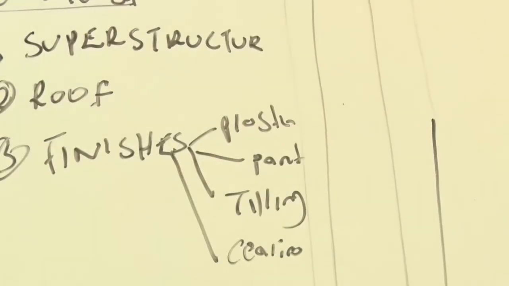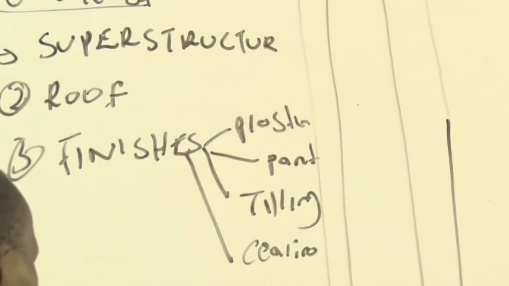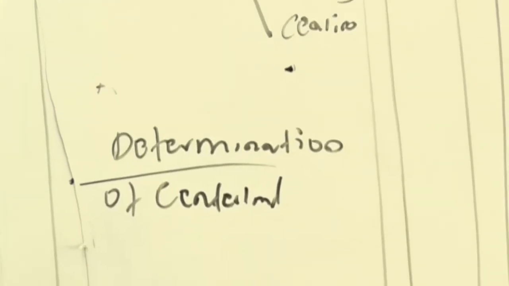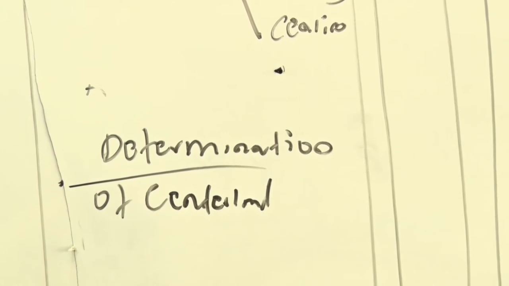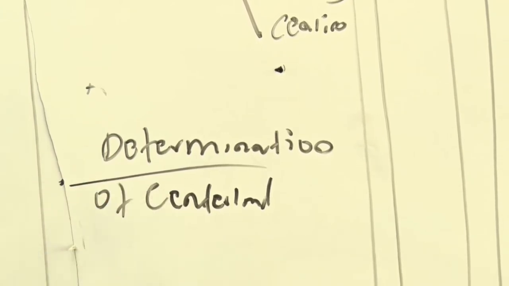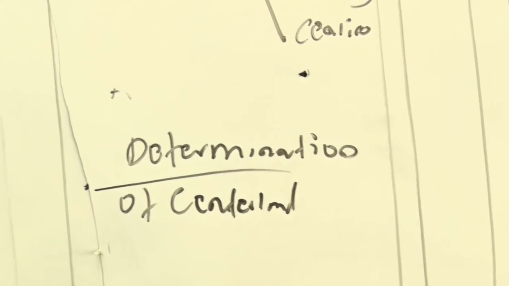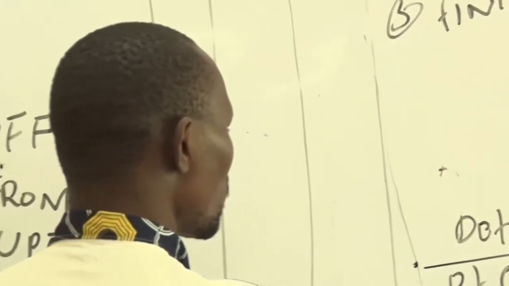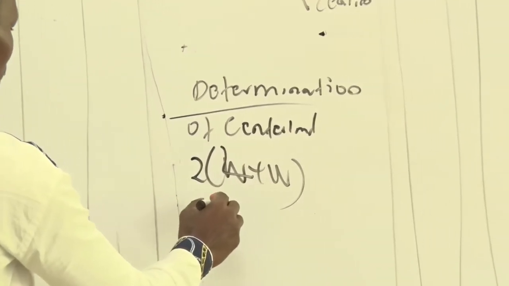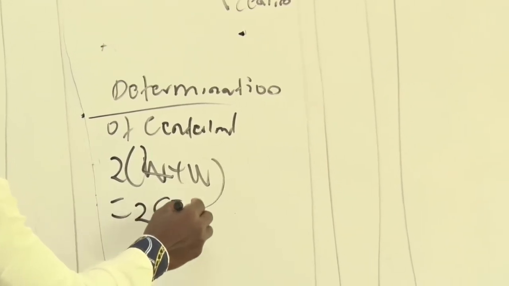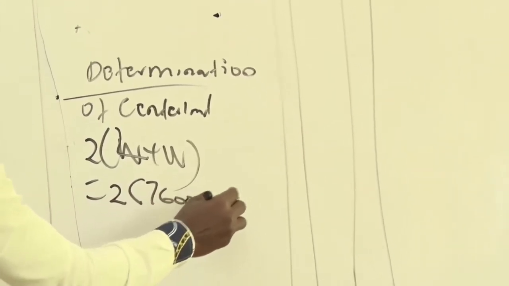So the first thing is determination of the center line. That is the first thing when we want to take off any structure. So according to this figure we are given, as I've told you before, when we are determining the center line, we simply have to get the perimeter of the figure given. Our figure is rectangular, so simply the center line will be 2 into length plus width. We don't have any other internal walls, so we'll have the external center line alone, which of course will be 2 into the length of 7600 millimeters plus 4500 millimeters.